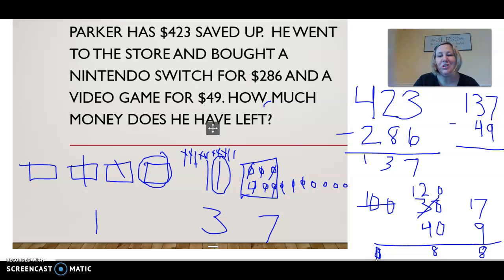Now notice I showed my work. I showed my subtraction problem of 423 minus 286 equals 137, and I showed you how I subtracted it. And then I took that answer, 137, and subtracted 49, and I showed you how I did that, and then my answer was 88. This time I want you to try one.